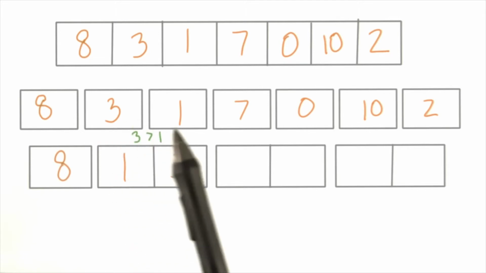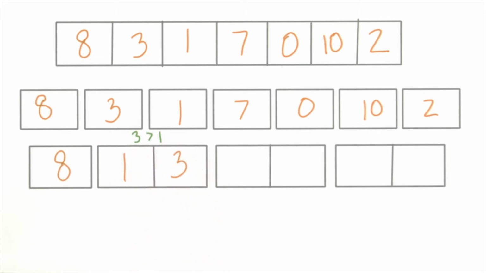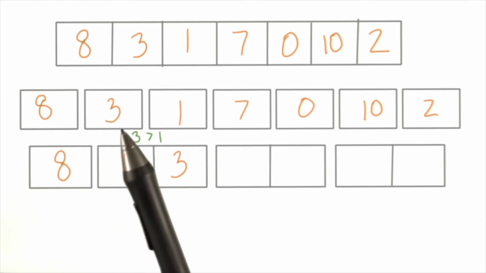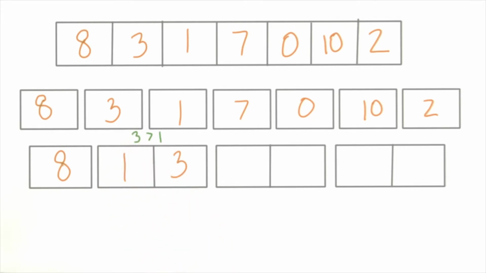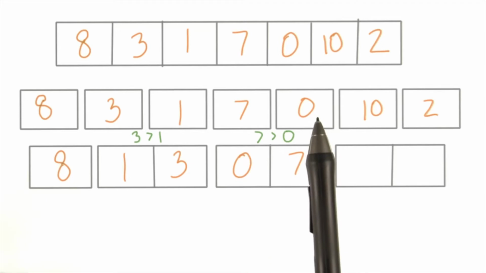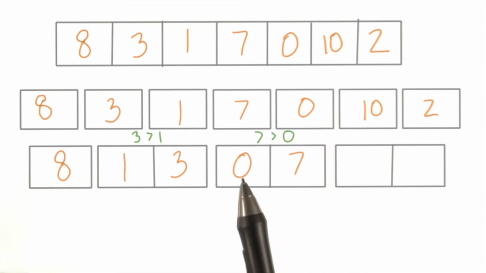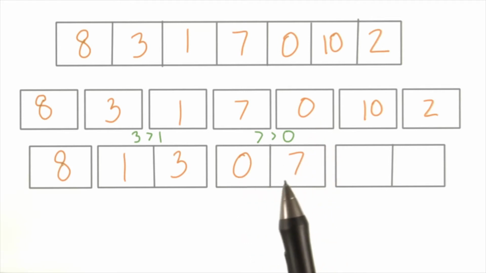First, we compare these two elements to see which one is smaller. Since 1 is smaller, it'll go first in our new array, and since 3 is bigger, it'll go second. Now we move on and do this with the next pair of arrays. Again, 7 is bigger than 0, so in our new array, we put 0 in the first spot and 7 in the second spot. And now we do this one last time, comparing the last two elements, 10 and 2, and putting them in order in a new array. Great, that was easy enough.